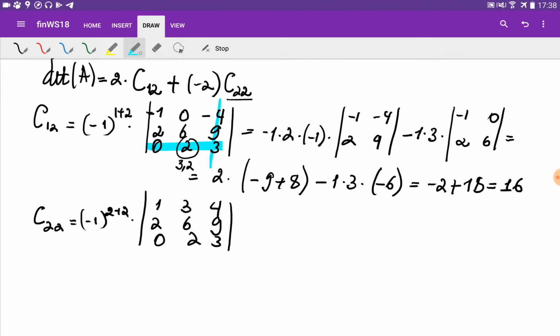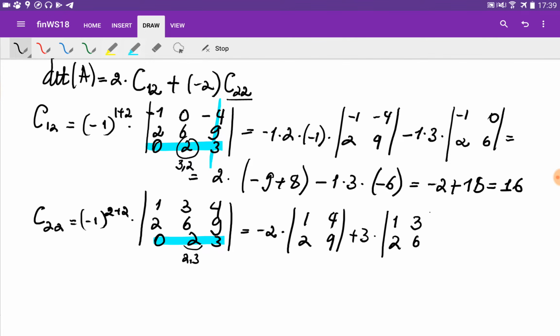We can evaluate this cofactor again by going through the third row. That is going to be minus 2 multiplied by the determinant of the matrix 1, 4, 2, 9. Here we've got the minus because the position of this entry is 2 and 3, and the sum is an odd number. Plus 3 multiplied by the determinant of the matrix obtained by eliminating the third row and the third column. It's going to be 1, 3, 2, 6.